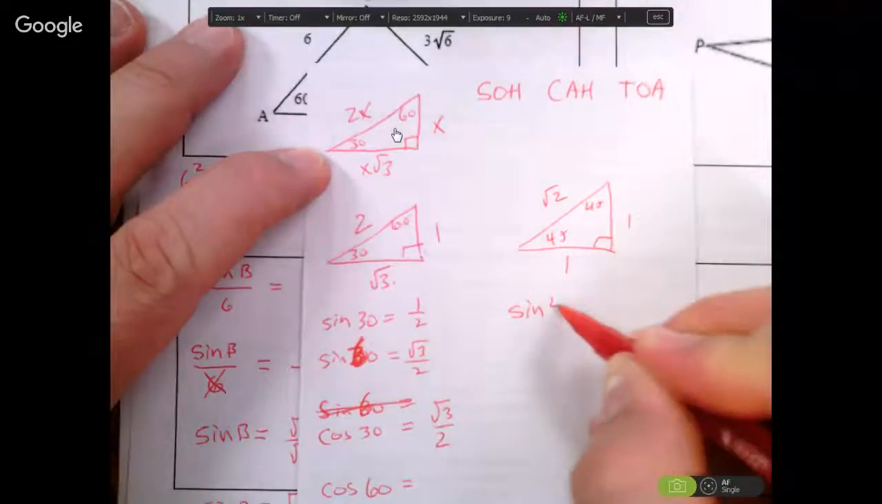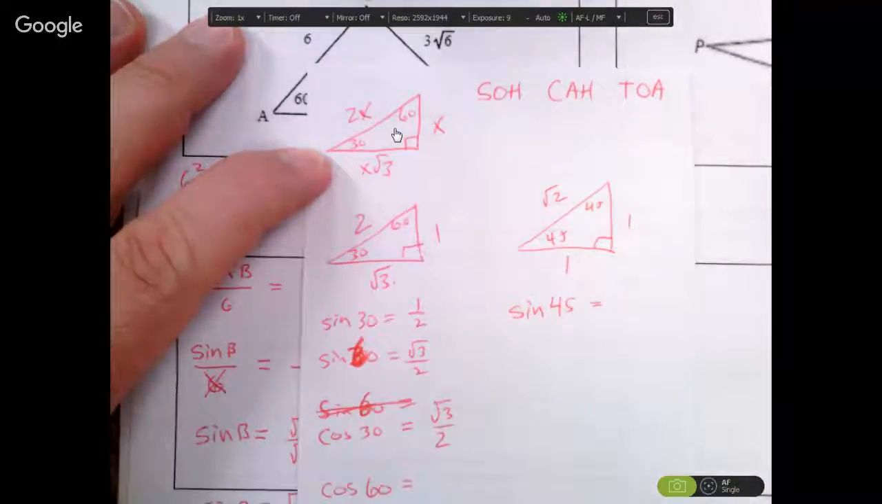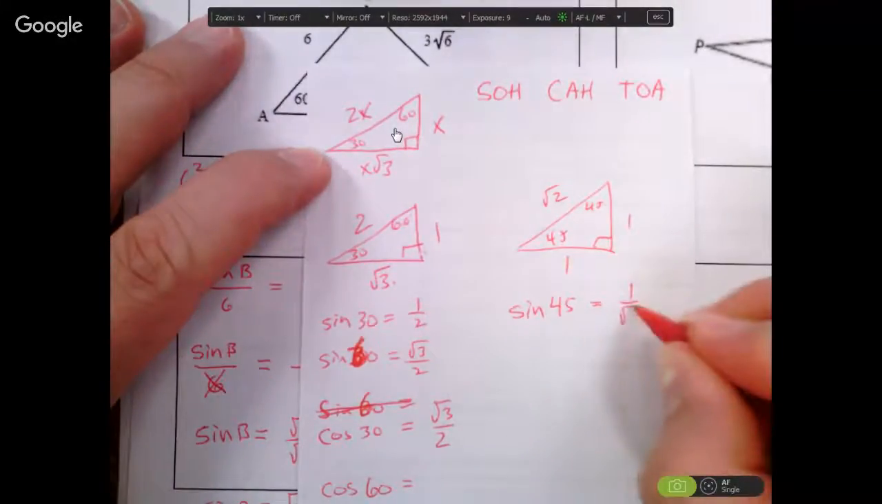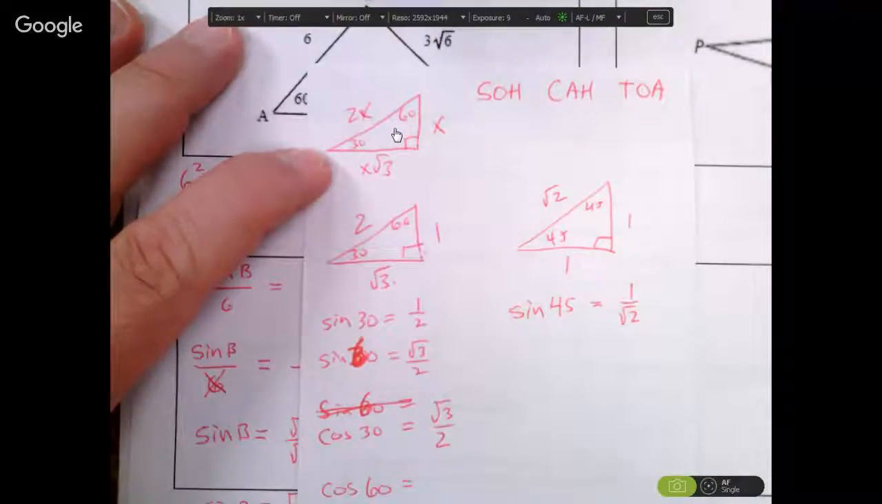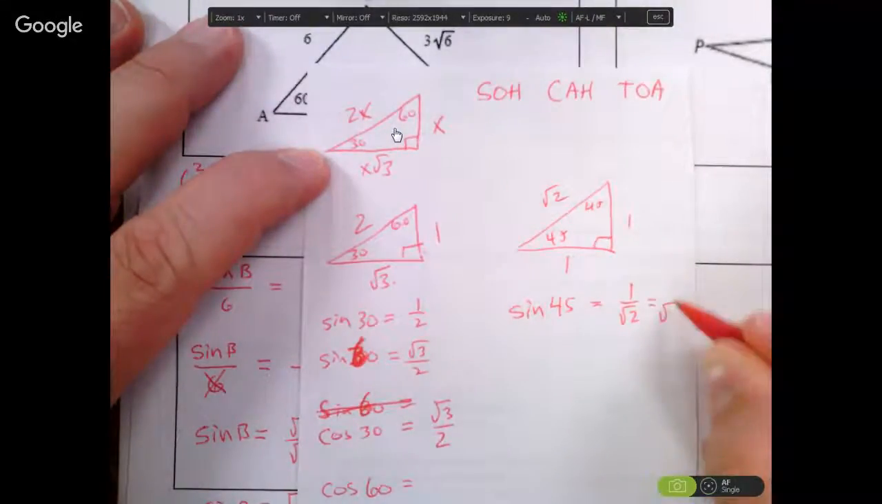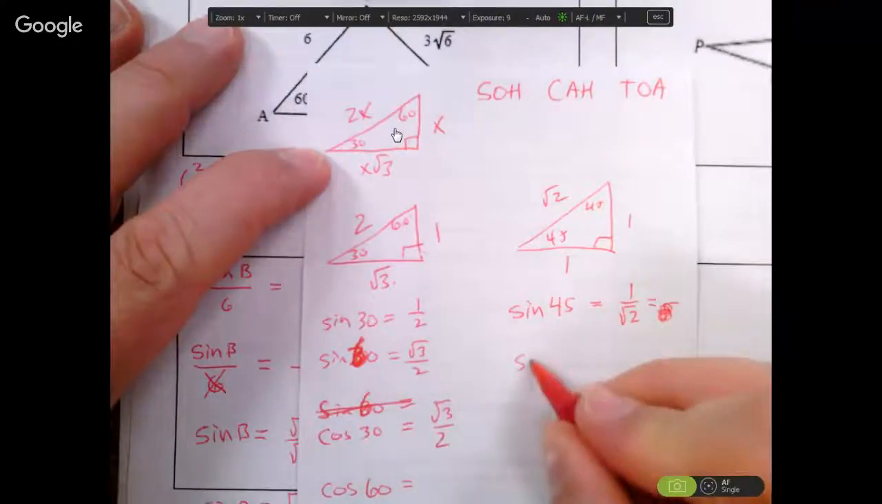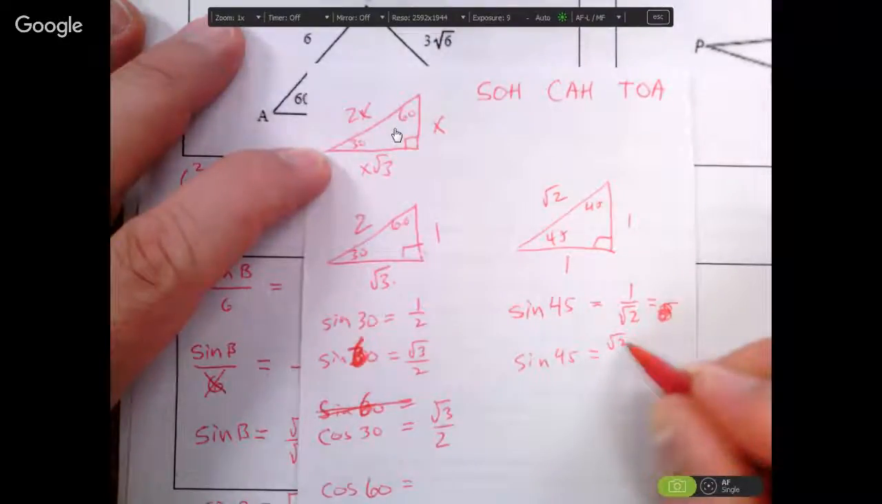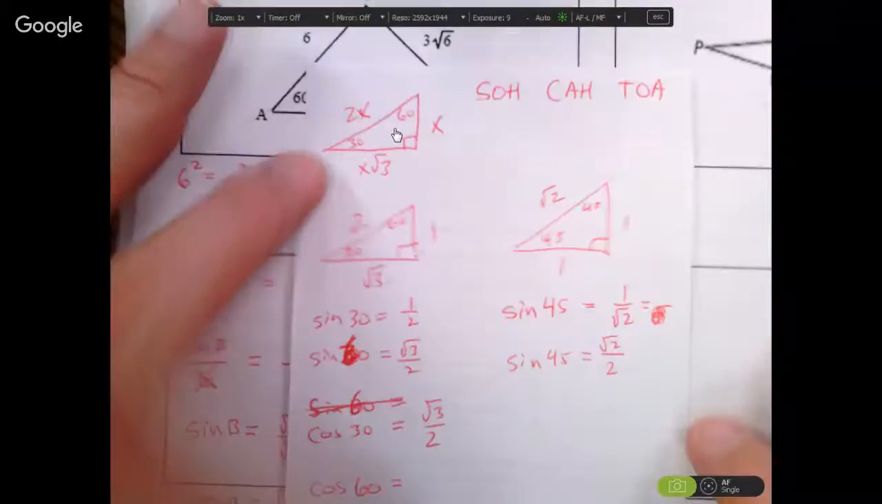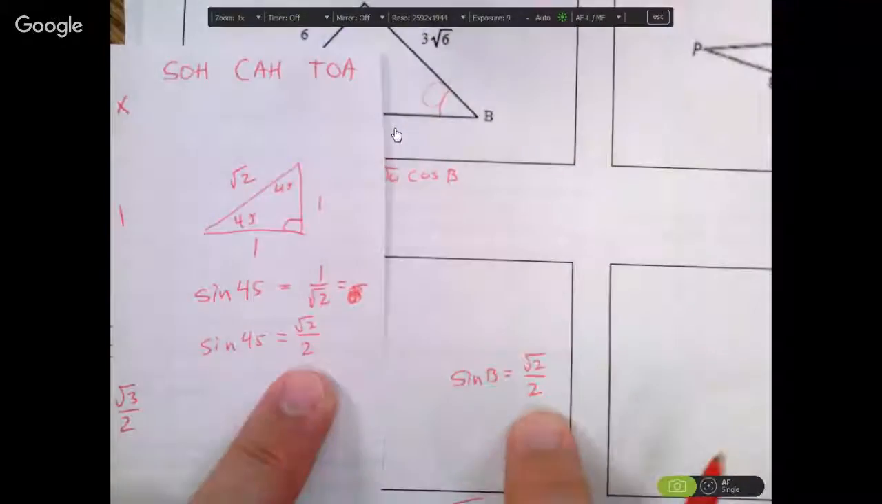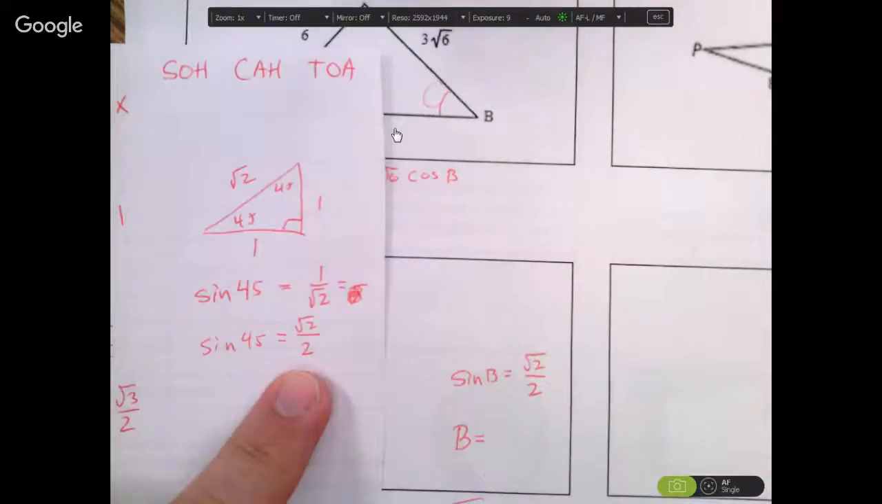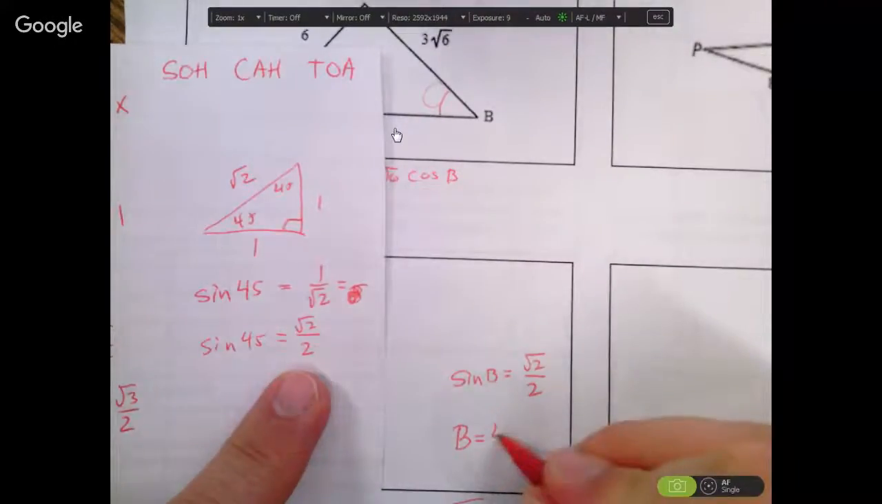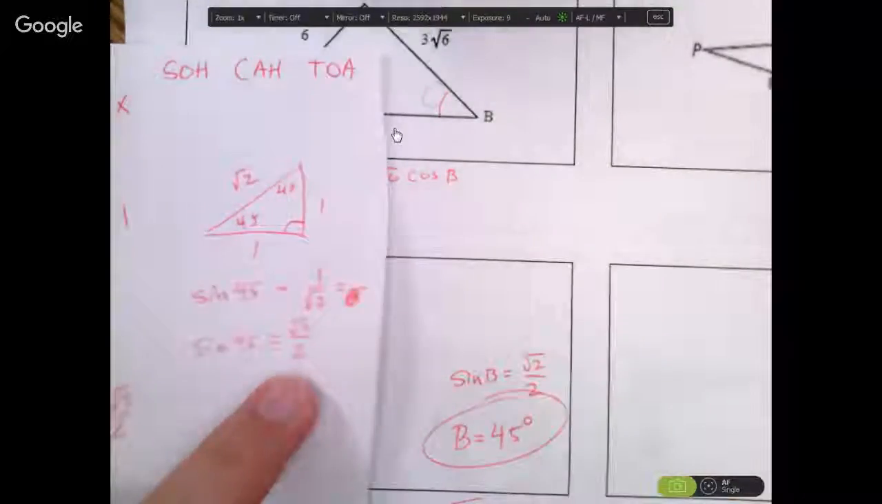Sine of 45 equals 1 over radical 2, which we would rewrite as what? If I multiply this by radical 2, it'd be radical 2 over 2. So sine of B equals sine of 45. So that's what we were looking for. We do the inverse sine, so B equals 45. B equals 45 degrees.